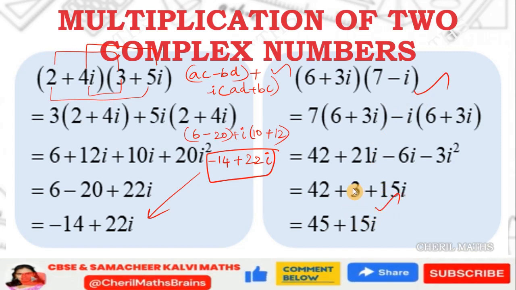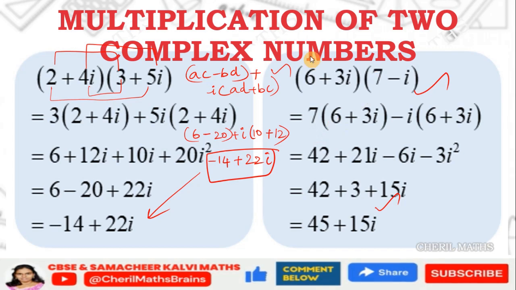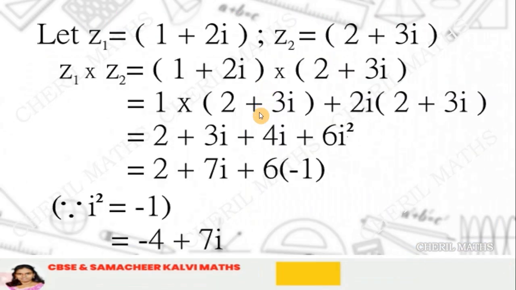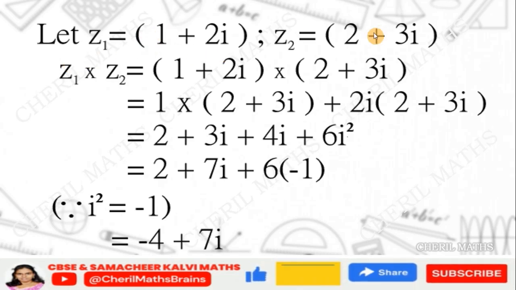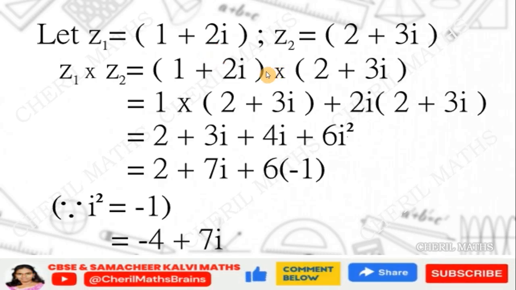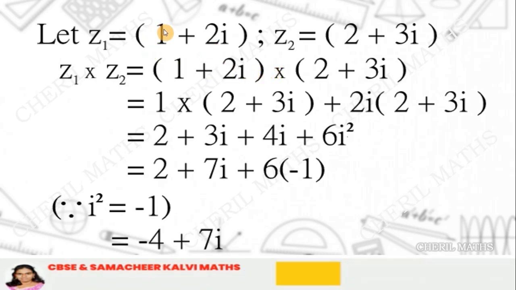If you are getting it, well and good, you've done it right. If not, please try it once again and then try to get the answer. So now again we have another question also. 1 plus 2i, 2 plus 3i. I'm just giving you a few more examples for you to try. Okay, again can we do that here?